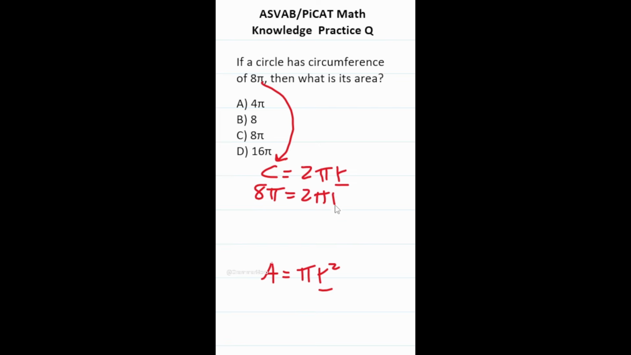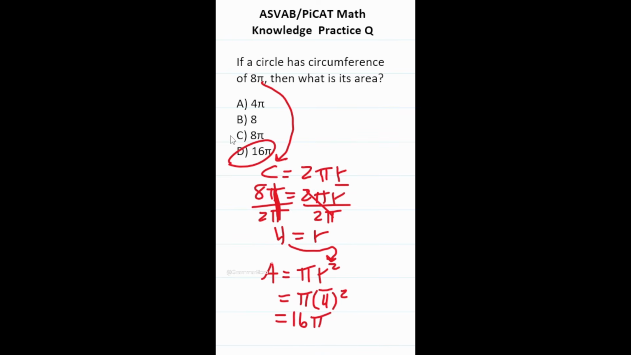If we want to get the radius, I could divide both sides of this equation by 2 pi. In doing so, this crosses out, leaving me with r over here. These pi's cross out. 8 divided by 2 is 4. Now I know what r is. I can plug it in right here. This becomes pi times 4 squared. 4 squared is 4 times 4 or 16. So the area of this circle is 16 pi, which is D.